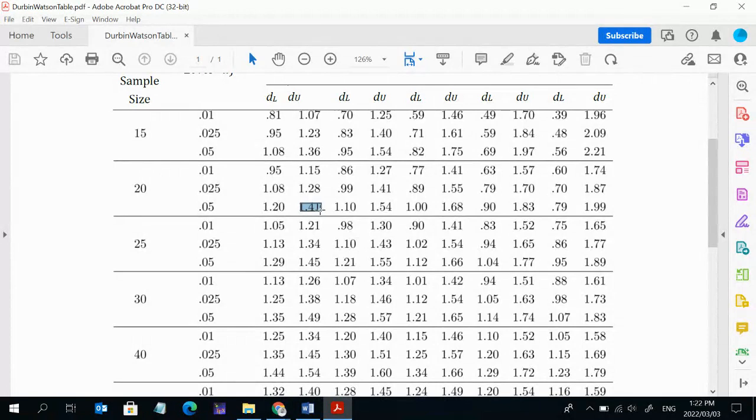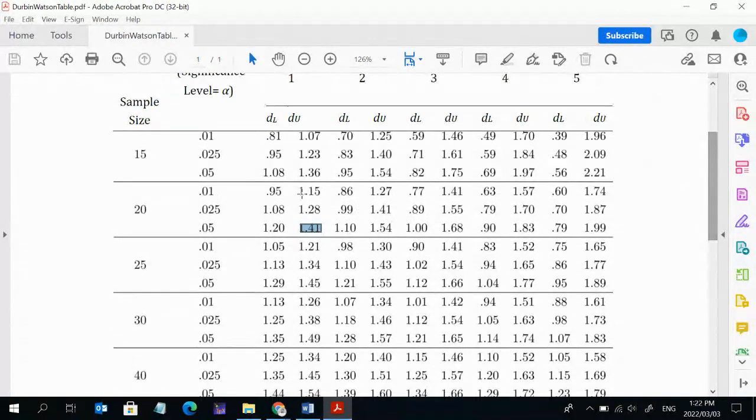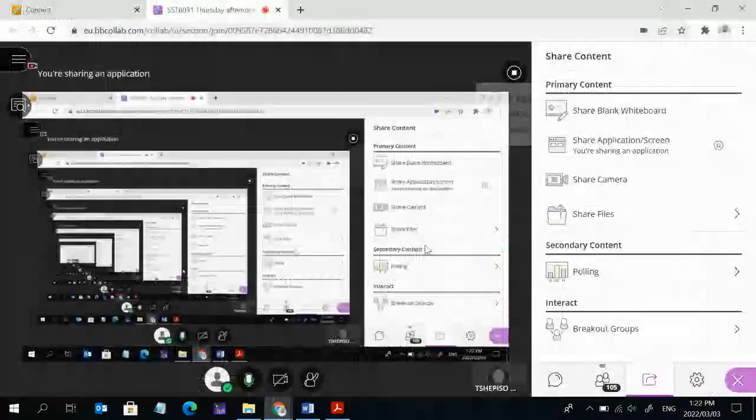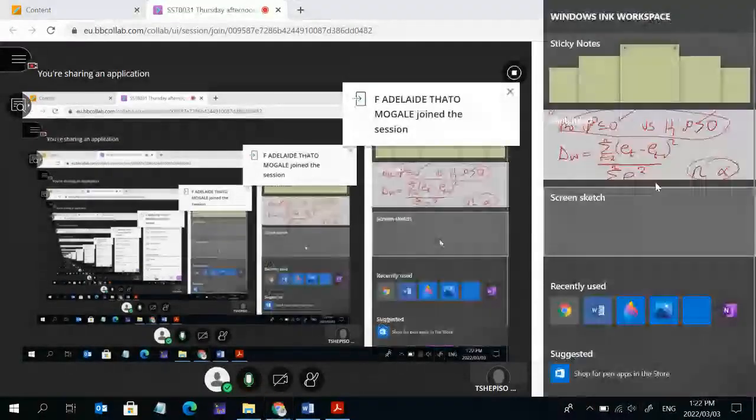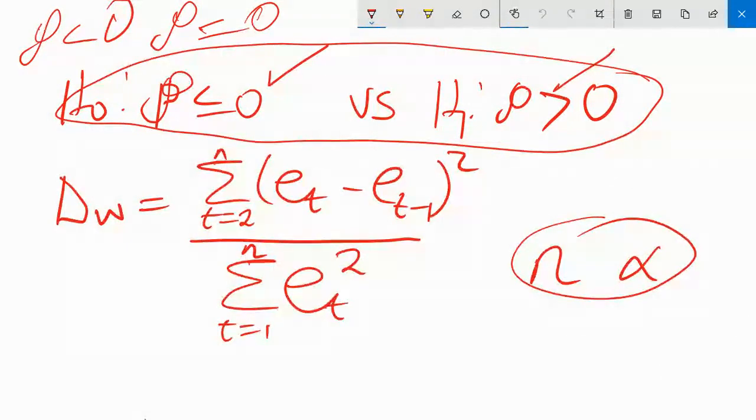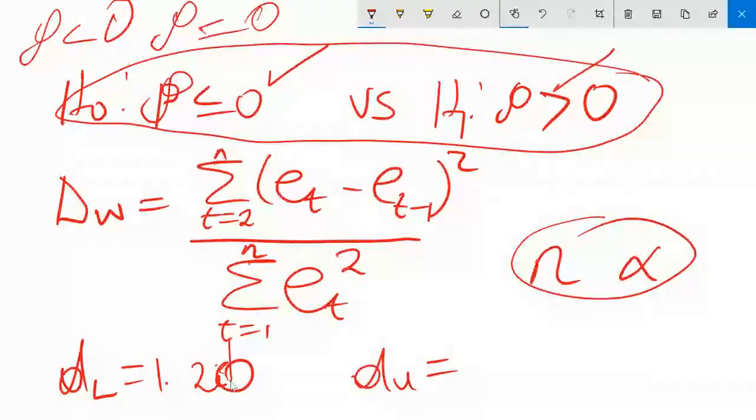To read the value from the Durbin-Watson table, our lower limit is 1.20 and our upper limit is 1.41. So I'm going to write them on the whiteboard. Our dL is 1.20, and our dU is equal to 1.41. So we need the value of the test statistic so that we can conclude.